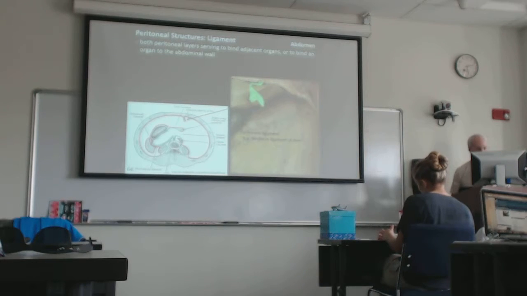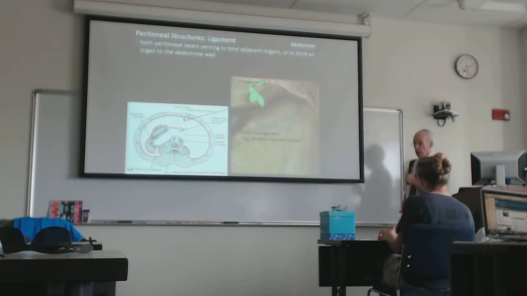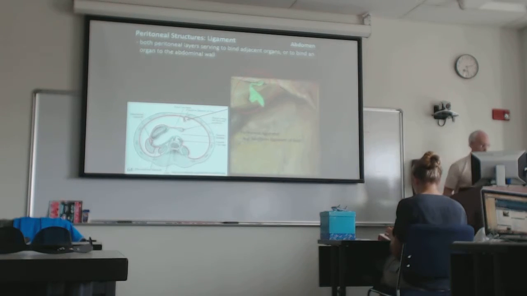So all of these structures we looked at before, I just want to make sure you understand what we mean by a peritoneal ligament. A ligament in this context is just peritoneum that serves a binding function, mechanically binding function. Here it is on the anterior wall of the abdomen there.